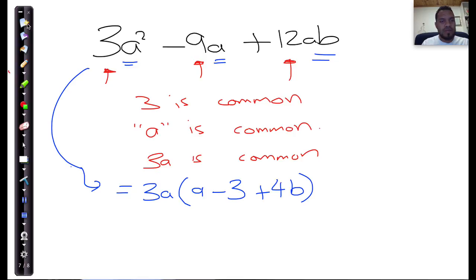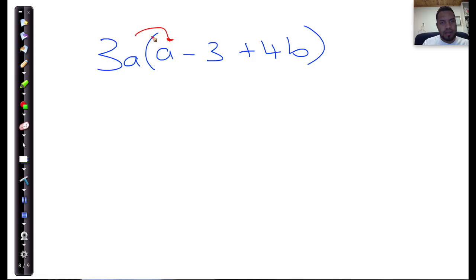3a, a minus 3 plus 4b. Let's multiply that out. So that's going to be that times that, that times that, and that times that. My errors aren't great, but it is a work of art.